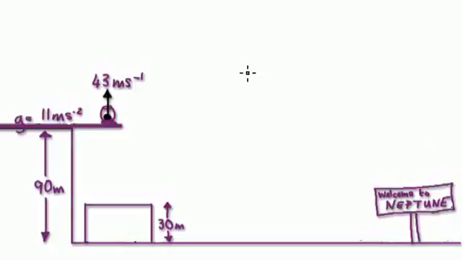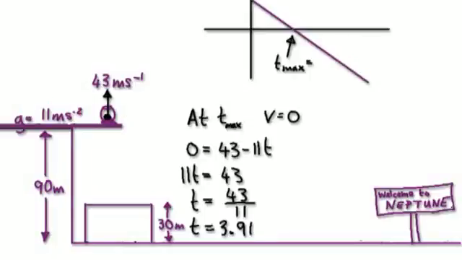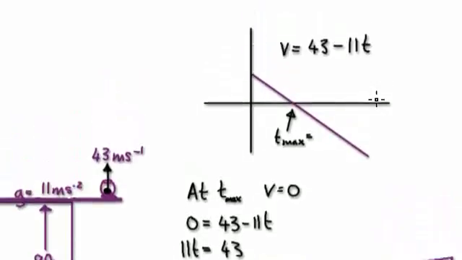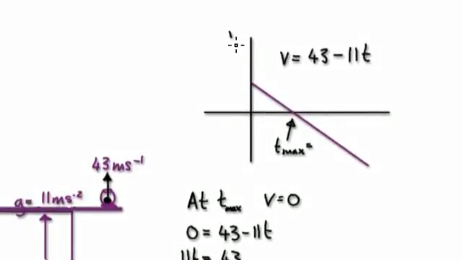Okay, so the first thing to do is jump to your velocity time graph. So you should have this. This is v here, this is time here. The initial velocity is 43 meters per second, and as always, you want to find out the time it takes to reach maximum height, because that will give you an idea of what's going on. And then later on, you will need to find out the maximum height, which is given by the area of this triangle.